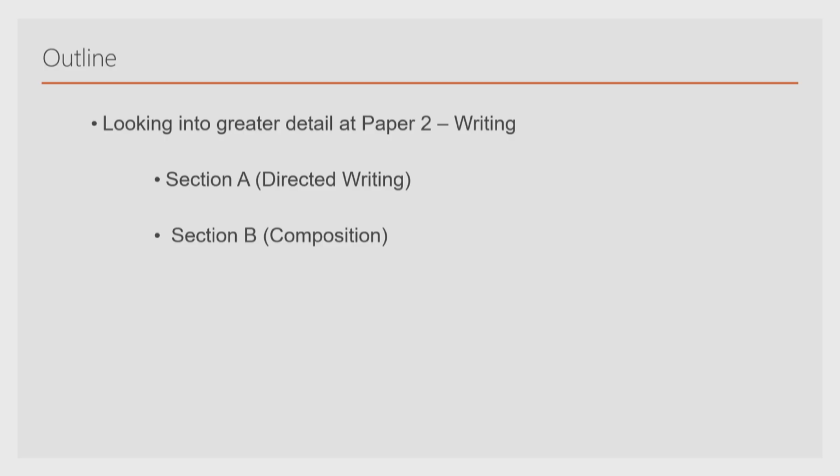Today we'll be looking at paper 2 of the O-Level English 1125 syllabus, the writing paper. There are two sections in paper 2. Section A, directed writing, and section B, composition. Paper 2 is assessed over 50 marks and makes up 42.5% of the overall grade. The exam duration is 2 hours.